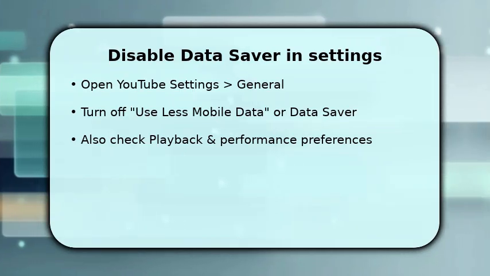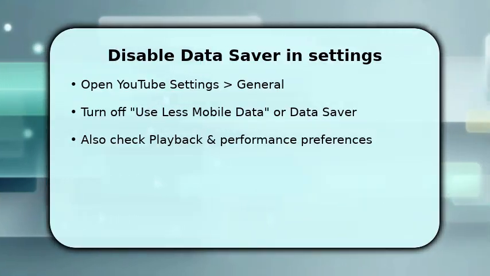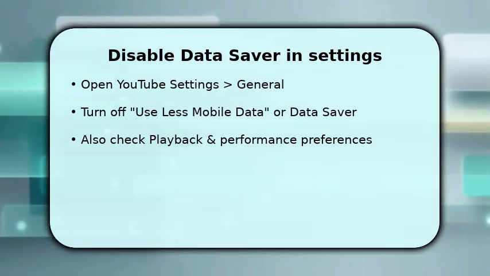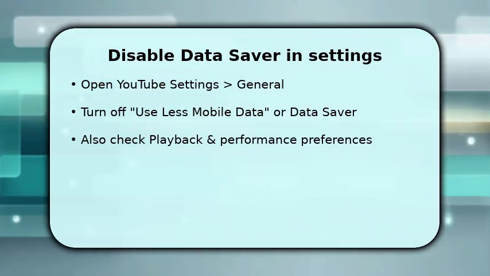After that, open playback settings and set video quality preferences to standard or higher for both mobile and Wi-Fi to override aggressive downscaling. These steps change both the explicit saver and the playback defaults, so videos stream at normal quality.